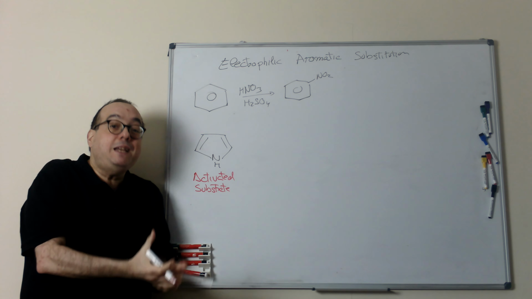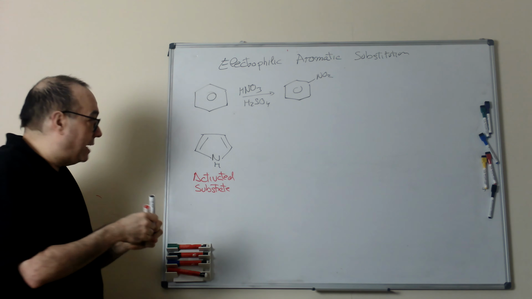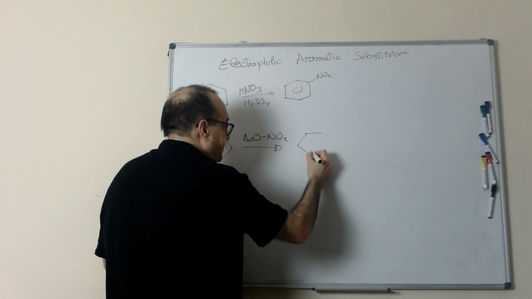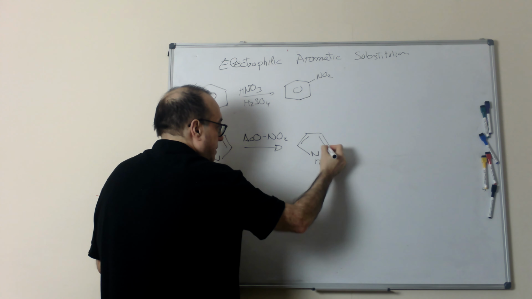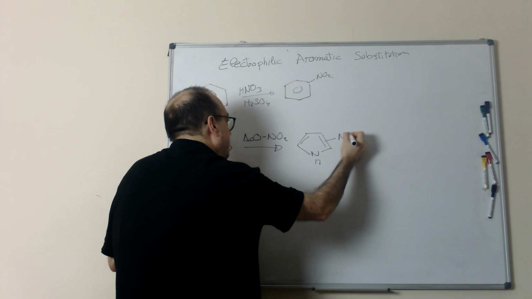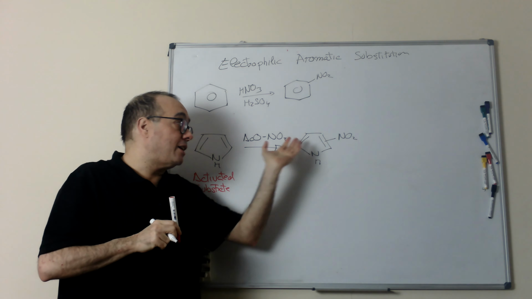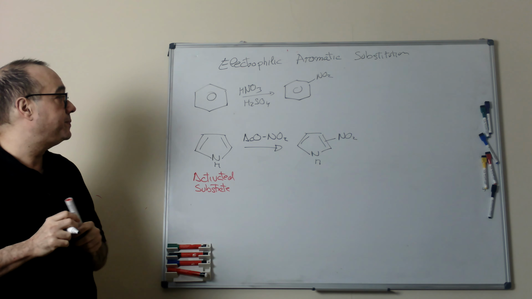And what does this mean? It means basically that we can do the reaction in softer conditions. For example, we don't need to add nitric acid and sulfuric acid. We only need to add, for example, this, and what we get is nitration. Okay? Why did I put the substituent in the middle? Because we will talk about the selectivity or the regiochemistry a little bit later.